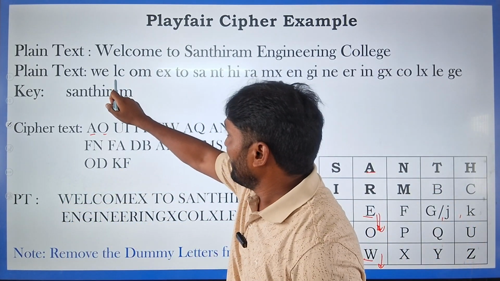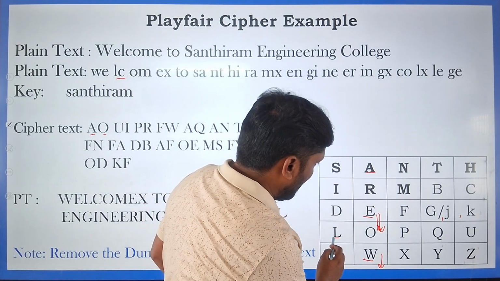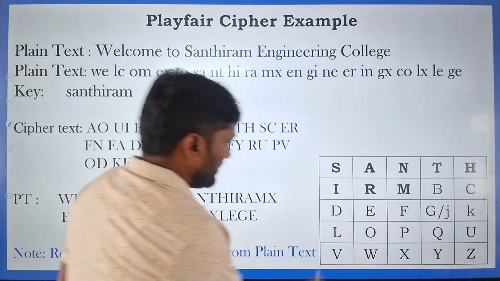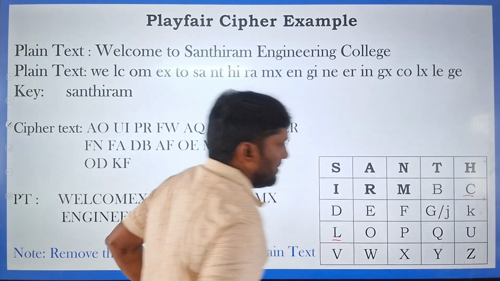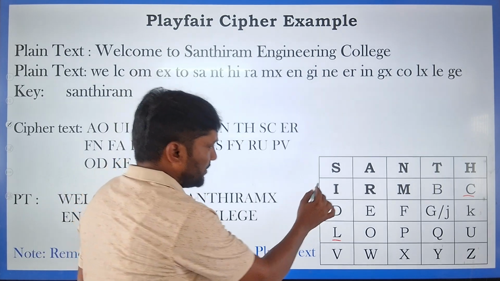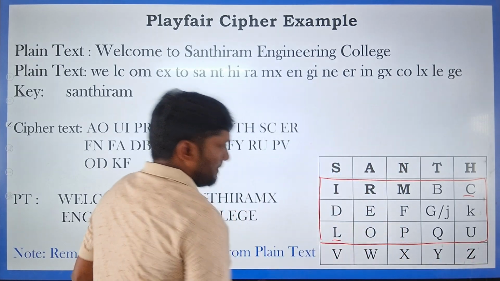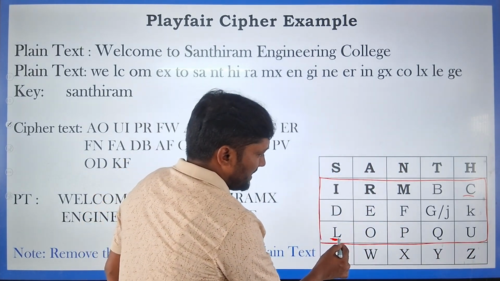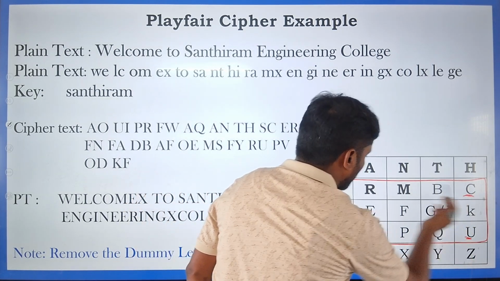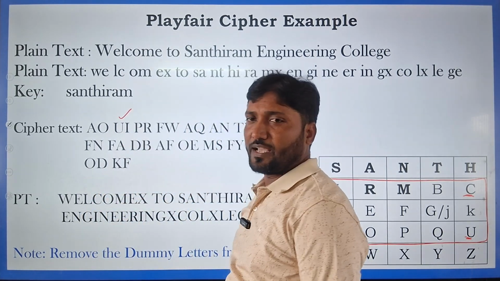What is the next letter? That is LC. Where is the L here? Now there is an L, and where is the C? There is a C. Now there is an L and there is a C. Both are not in the same row, and both are not in the same column. Then what do we have to do? Now we have to create one rectangle. LC. What is the opposite letter for L in the rectangle? U. What is the opposite letter in the rectangle for the C? I. So UI is the cipher text.